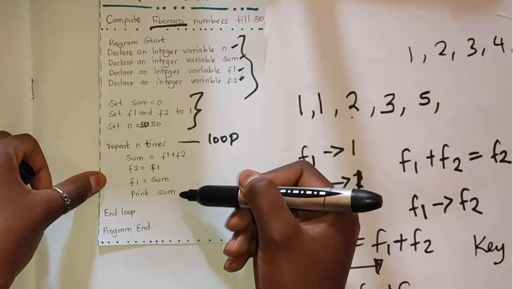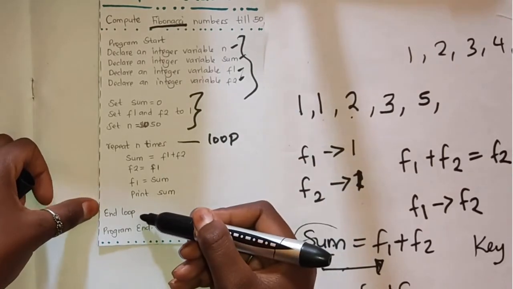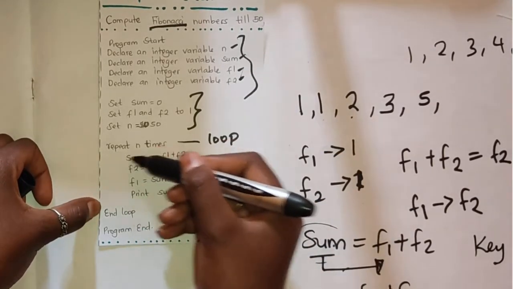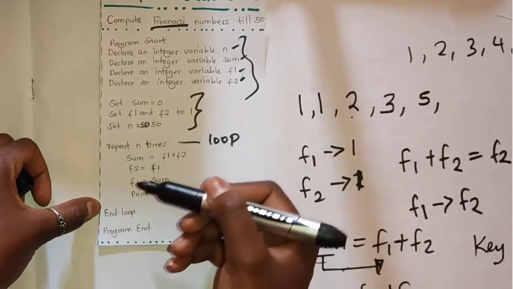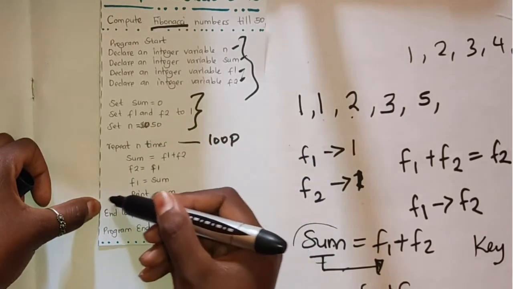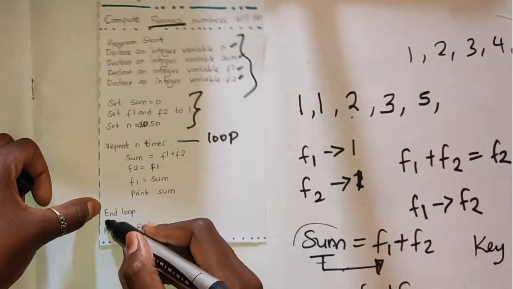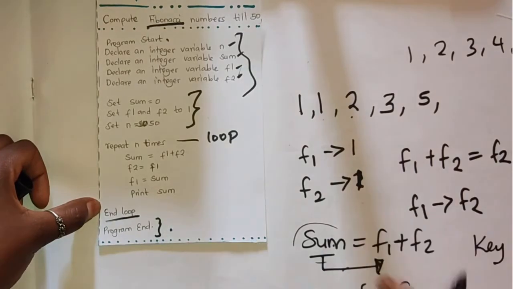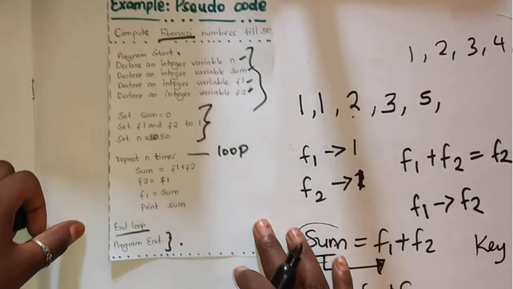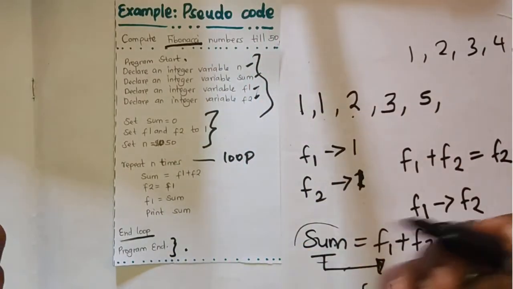Actually, all through till here. Then we say end the loop, right? Because we were doing this over and over again, then we need to end the loop. Once we end the loop, we started the program, and therefore every program needs to end. So this is a basic example of a pseudocode.